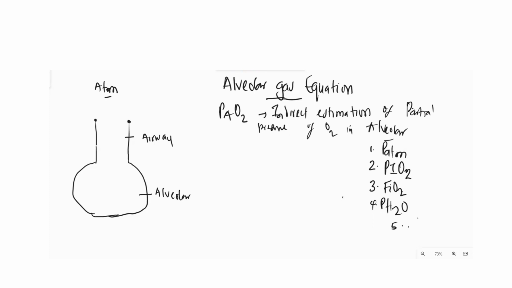And number 5 is PaCO2, the partial pressure of carbon dioxide. Number 6 is the respiratory quotient, which is the volume of carbon dioxide released over the volume of oxygen absorbed during respiration. And of course, we usually use 0.8.